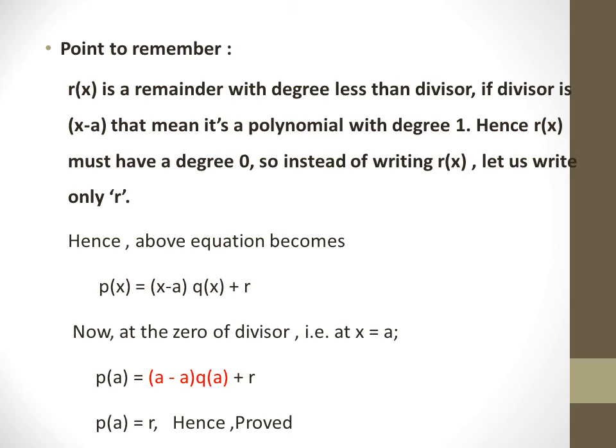What does this mean? It means that p of x, when x is replaced by a, that is the 0 of the divisor, the answer will be the remainder. This shows us the remainder theorem. The same thing that we proved earlier by using long division and the remainder, we have now mentioned theoretically by this method also. So this is the proof of the remainder theorem.